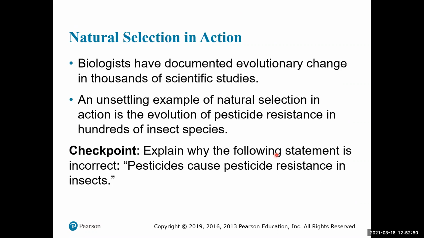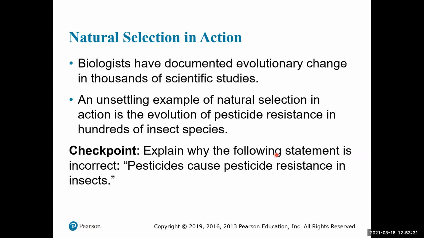And through research after Darwin, scientists have gone in and documented evolutionary change in thousands of scientific studies. And one really common example of natural selection is the evolution of pesticide resistance in insect species. And what we see with this pesticide resistance is that as you apply a pesticide to an insect population, most of the individuals will die from the pesticide, but you'll have a few individuals that will be resistant.